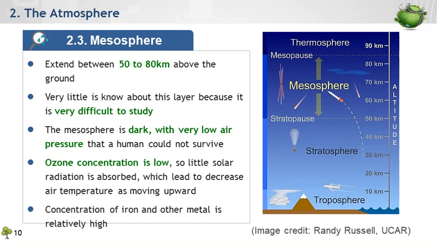Another characteristic of the mesosphere is that meteorites from space mostly evaporate in this layer, giving it a high concentration of iron and other metallic atoms.